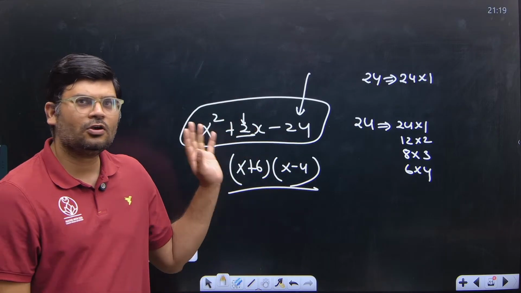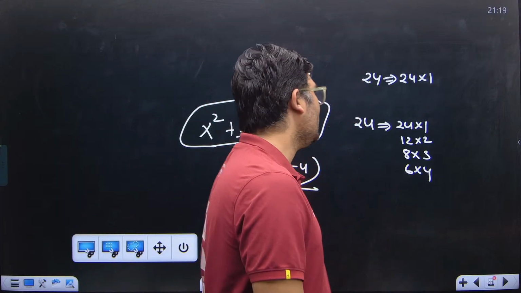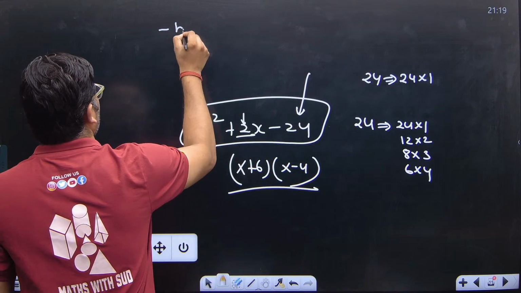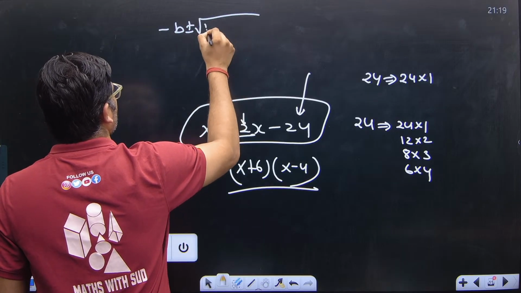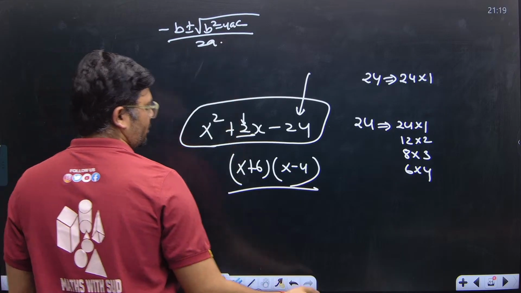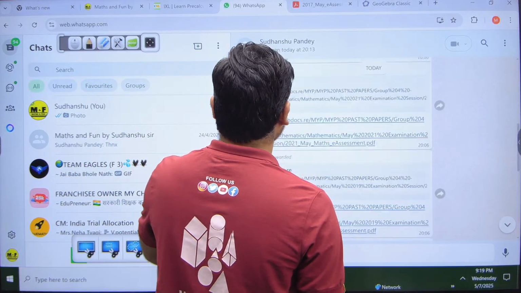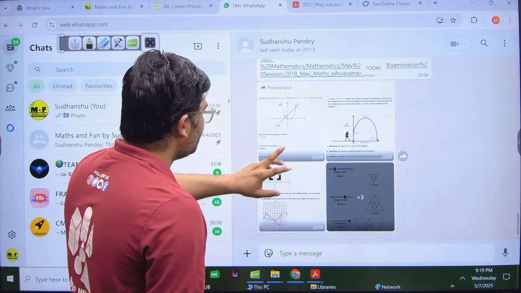But it's okay if you are not getting this, then you can find it using the quadratic formula. You know the formula? Sure? Yeah. Minus b plus minus under root b square minus 4ac divided by 2a. Okay. Then all the pictures have been solved now.